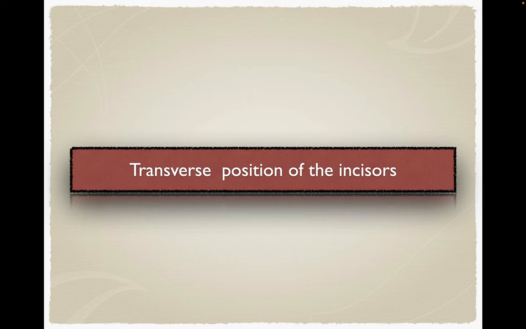So now we have finished the AP position of the incisors and the vertical position of the incisors. We go to the transverse position of the incisors. We start with the midline. This is a famous picture of Tom Cruise. We know he's famous for the midline shift. So you need to look at the midline and then you decide where the teeth should be by moving.